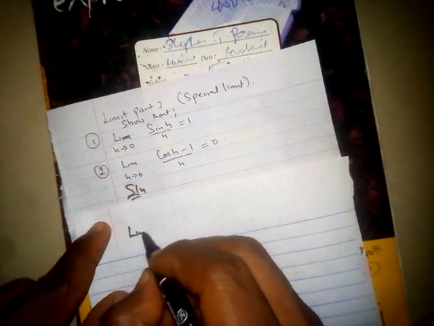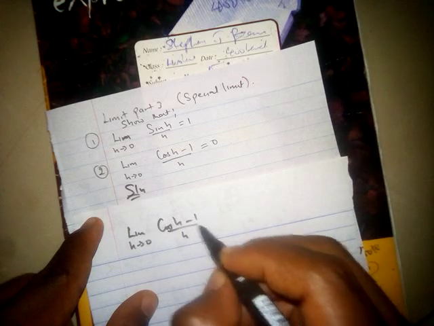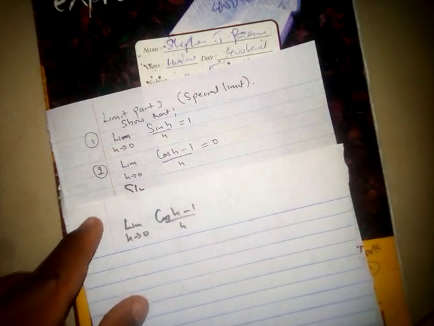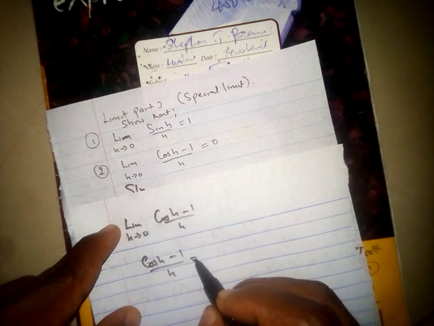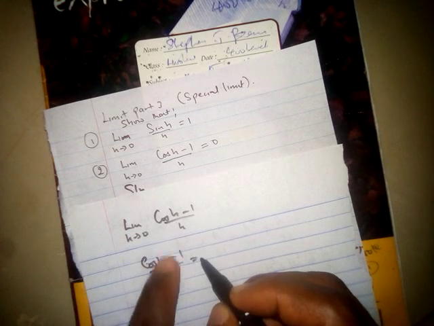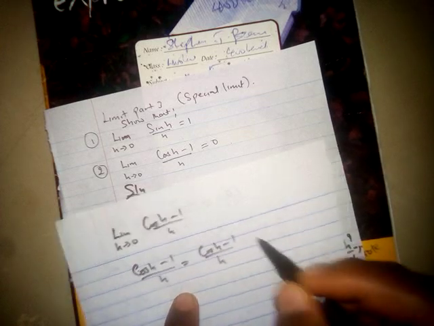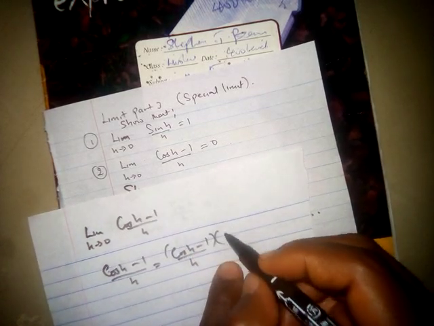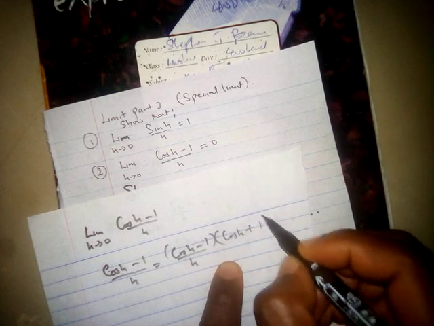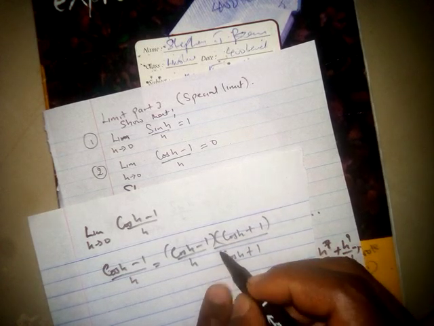The limit as h approaches 0 of (cos h minus 1) over h. Let's show that this is equal to 0. Now, before we start, I will just multiply it by the conjugate, that's a change of sign, (cos h plus 1) all over (cos h plus 1).